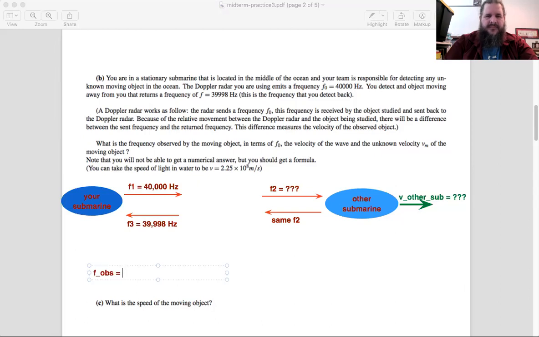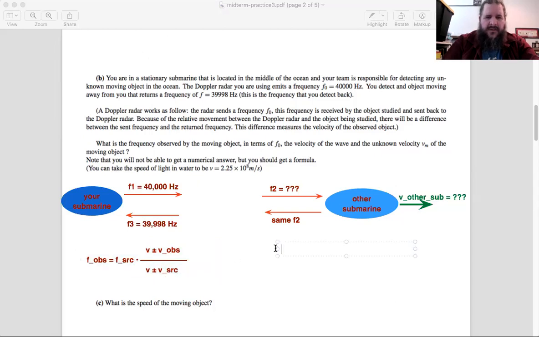Would it be the wave speed plus or minus the speed of the observer? Yeah, is that the numerator? And then on the bottom, it would be the speed of the wave plus or minus the speed of the source, then multiplied by the source frequency. So the speed of the wave plus or minus speed of the observer, and the speed of the wave plus or minus speed of the source. Like this.